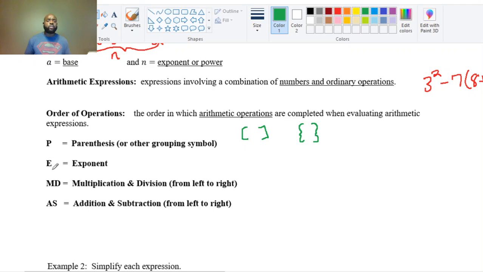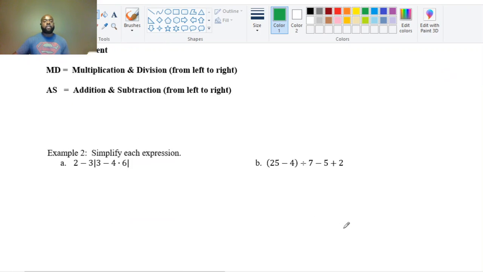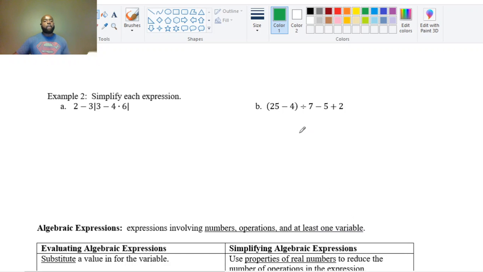Then once you take care of those, you do your exponents, so your exponential expressions, and then you do multiplication or division from left to right. So if division comes first, divide first, and then do multiplication, and vice versa. And then the last hierarchy of operations involves addition and subtraction, and you do those from left to right. And so we're going to quickly do these two examples here.